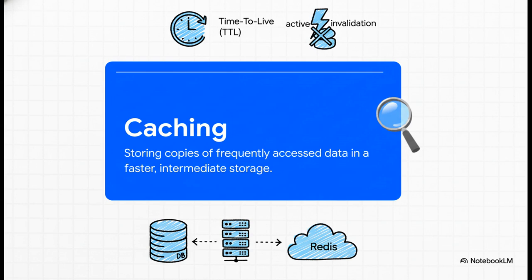At its heart, caching is a really simple idea. You're just storing copies of the stuff that people ask for all the time in a much faster place. Think about that librarian again. Instead of running to the back of the library for the same popular book over and over, she just keeps a few copies on a little shelf right by the front desk. That shelf? That's your cache.